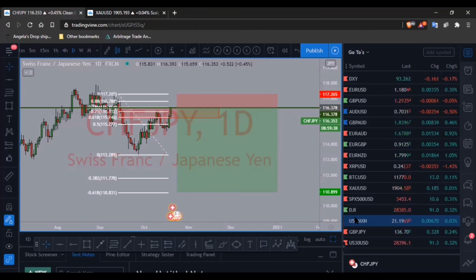So again, CHFJPY, GBPUSD, although I think it might be calling the alert for the exit, and USD Mexican. Those are the three pairs that I'm in, and I'll talk about them more if I see something different.